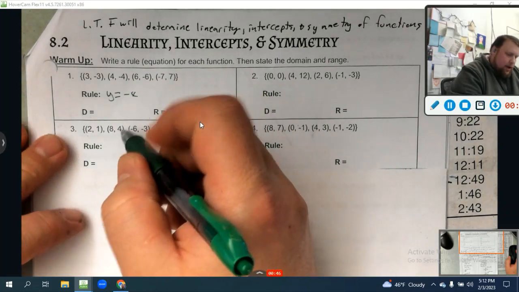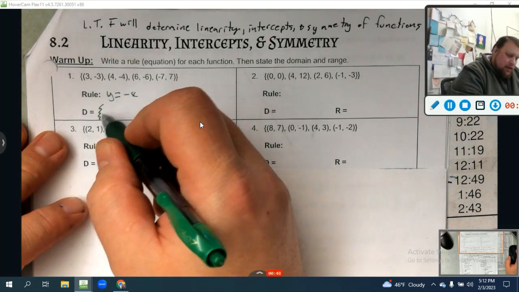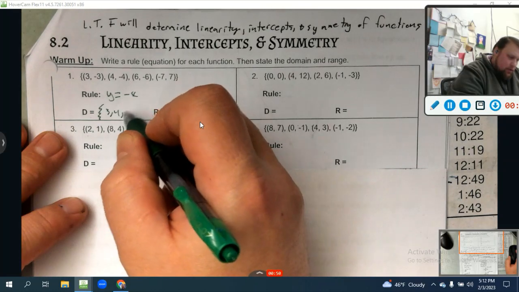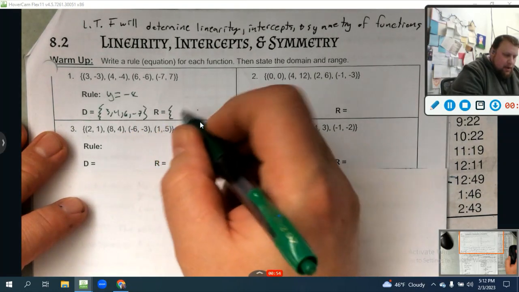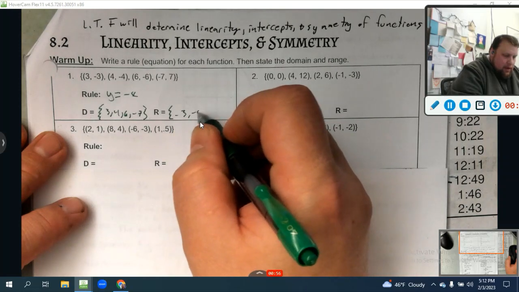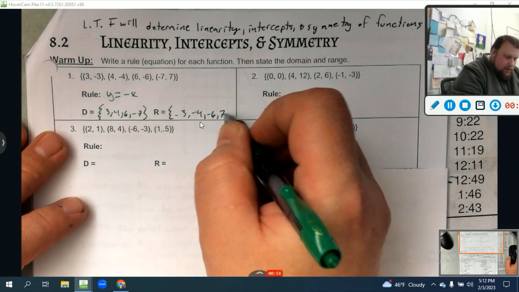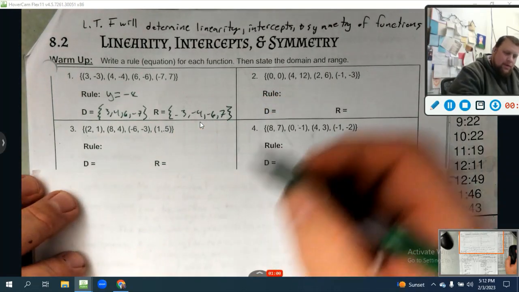So my domain is just all my x values, which is 3, 4, 6, negative 7. Don't worry about order for domain and range. For range, it's negative 3, negative 4, negative 6, and positive 7, exactly the opposite, right? All right, let's look at number 2.